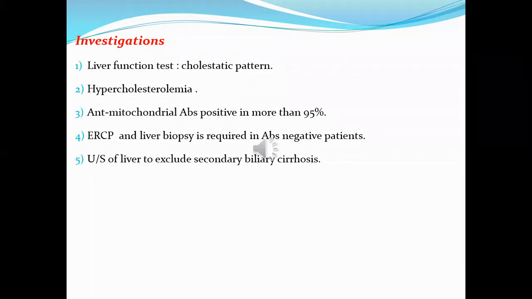So the gold standard for diagnosis is the anti-mitochondrial antibody, which is found 95% positive. To confirm the diagnosis, ERCP, which is endoscopic retrograde cholangiopancreatography, or sometimes a liver biopsy is needed. Ultrasound of the liver to exclude secondary biliary cirrhosis.